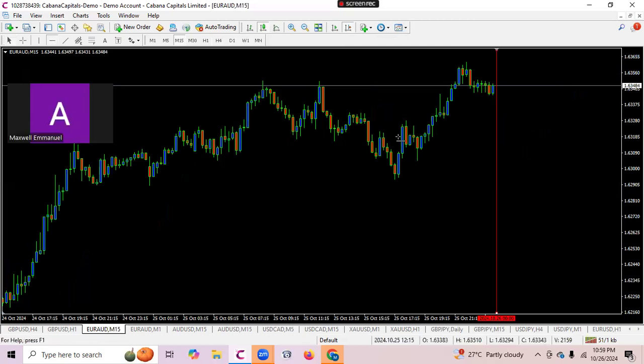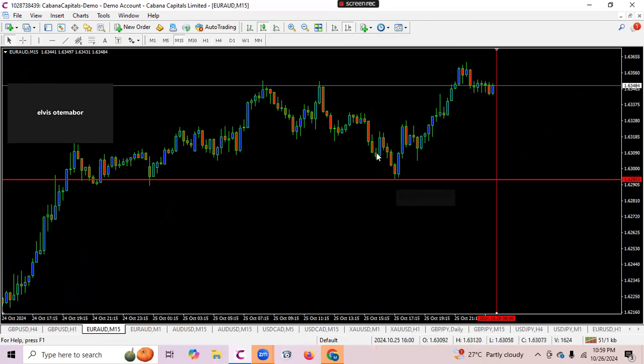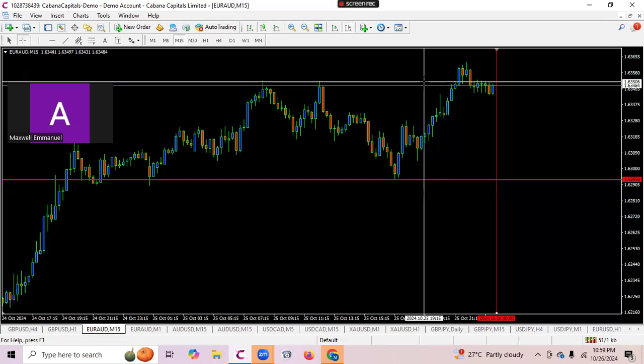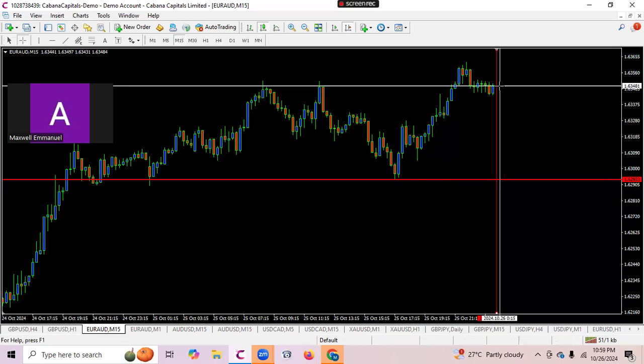The shift in market structure on the 15 minutes time frame would occur after price breaks this low. This is the most recent higher low on the 15 minutes time frame. Can you see that? So this is where the shift in market structure would occur. Or should we wait for price to get to this low before we sell? Let's calculate the risk involved. Wait for shift in market structure to occur.